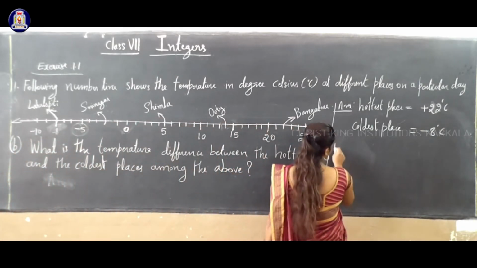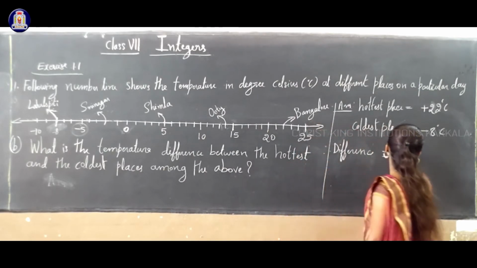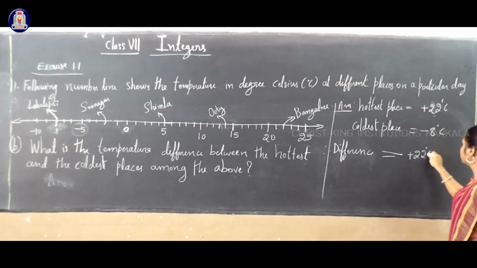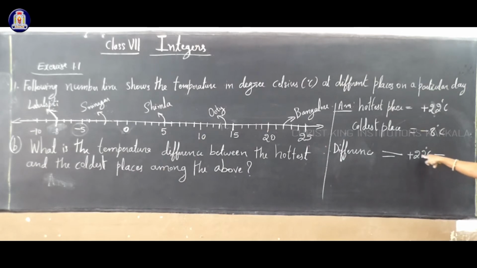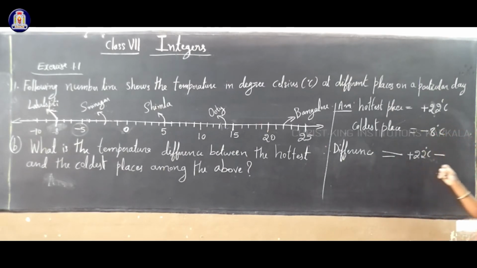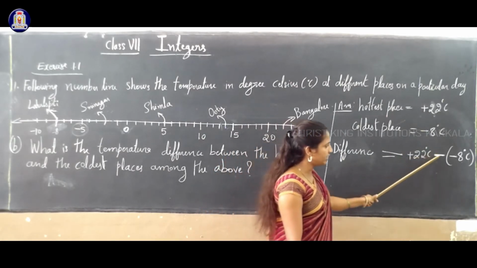Difference means subtraction. You have to subtract. Therefore, the difference is equal to first +22 degrees Celsius minus. Why minus? We are finding the difference, right? Suppose if they asked to find the sum, then you would write a plus. Sum means addition. Here they asked for the difference, so write a minus. The coldest place is -8 degrees Celsius. So write +22 degrees Celsius minus, then a bracket.